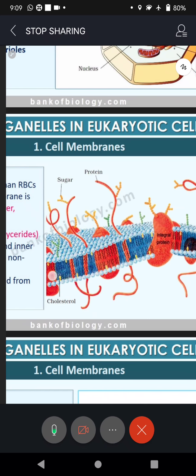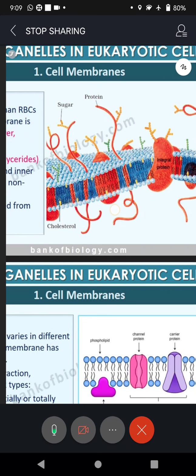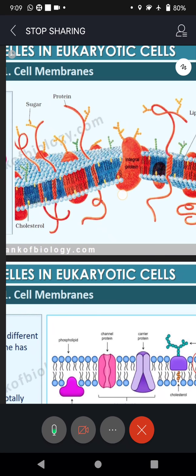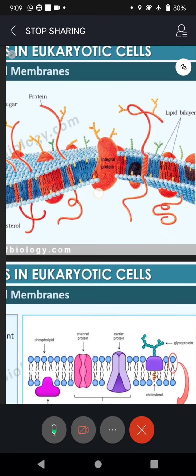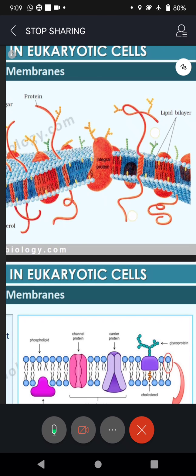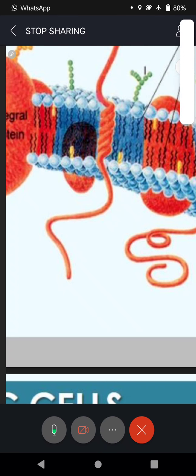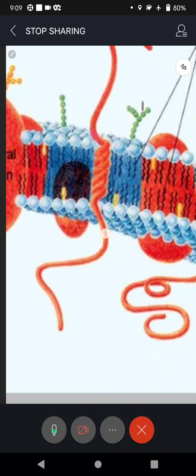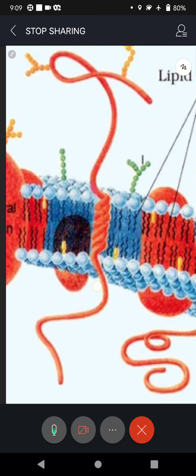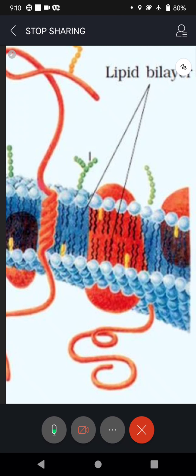Now, this is the structure how it will be. See, sugars are present, proteins are present, and two layers. Let me expand this. Now, I think it is very clear. Two layers of lipid. Let me expand. Now, look at that. That two layers of lipids. Bilipid. That's why we are saying. See, lipid bilayer. Are you able to see?